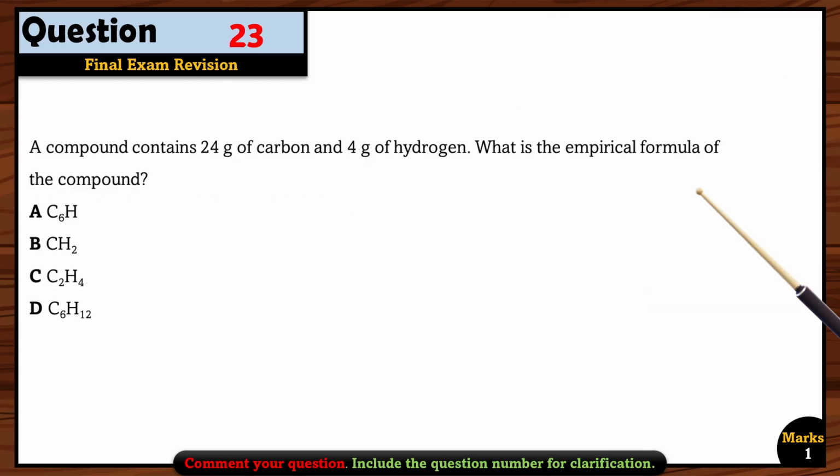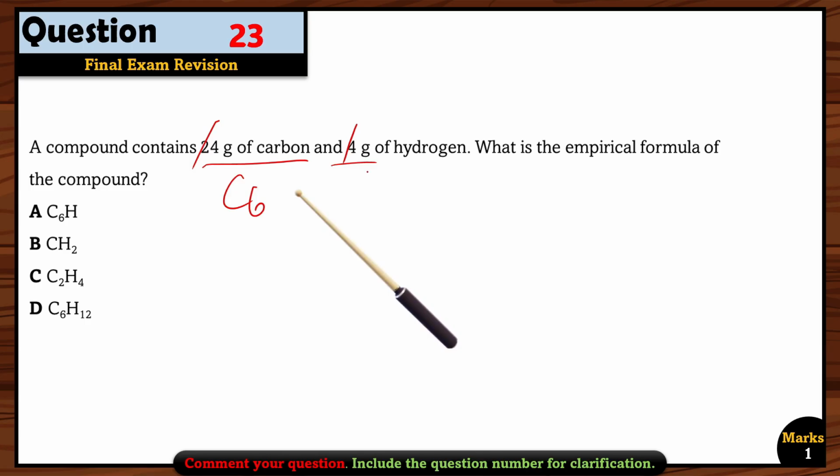Let's see another question. A compound contains 24 gram of carbon and 4 gram of hydrogen. What is the empirical formula of the compound? Most of the students make a mistake. They just cross multiply this one. They think 4 gram is hydrogen, so if 4 6s are 24, the carbon will be 6 and hydrogen will be 1. So they usually choose this formula, which is wrong. Empirical formula will always be decided by the mole number. The mole number actually decides the formula.